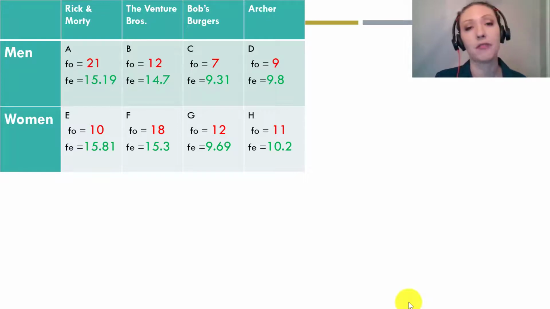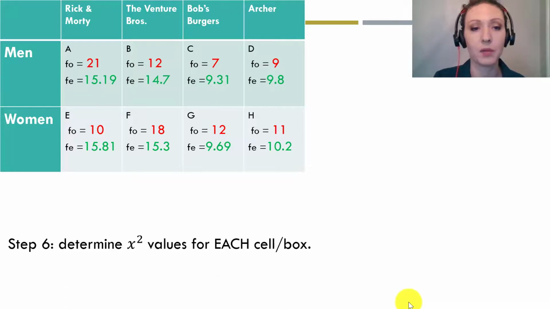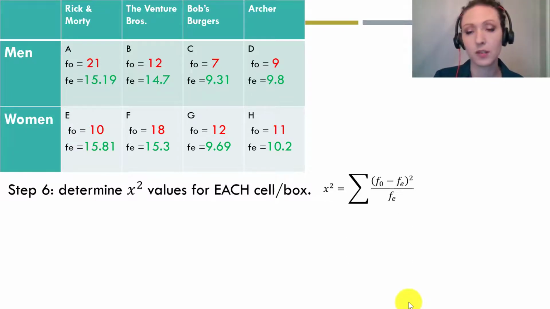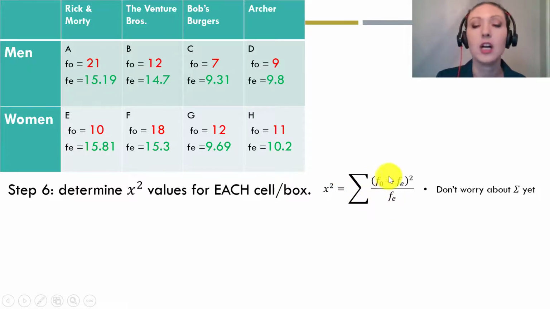Okay, so I have gone ahead and computed the FE values for each box that we've got. So our next step is going to be to determine the chi-square values for each cell again. And here's our formula for chi-square. Now at this point in the equation, we do not need to worry about adding up the chi-square yet. So all that we're going to focus on is this part of the formula right here. So do not worry about adding all those up yet. We're going to do that a little bit later. But we need to perform this formula for each box that we've got.